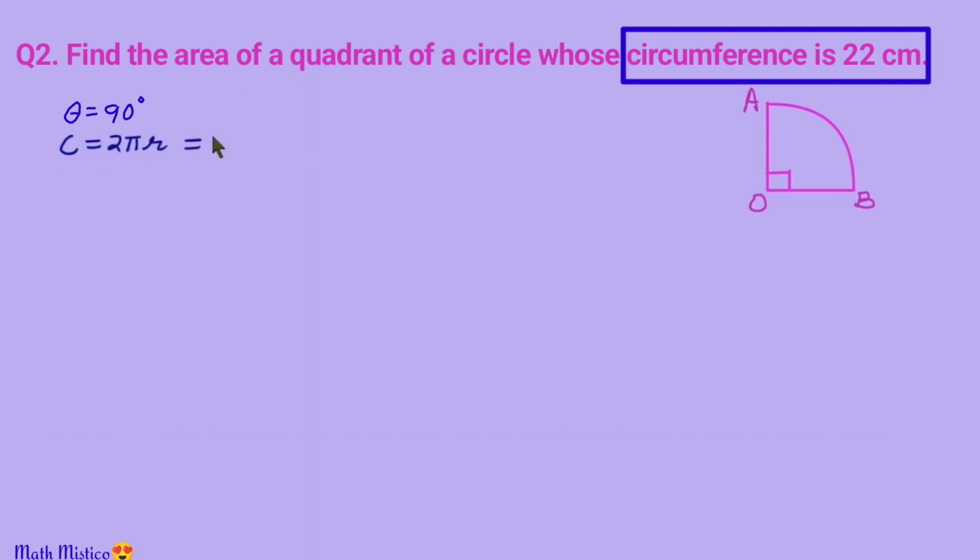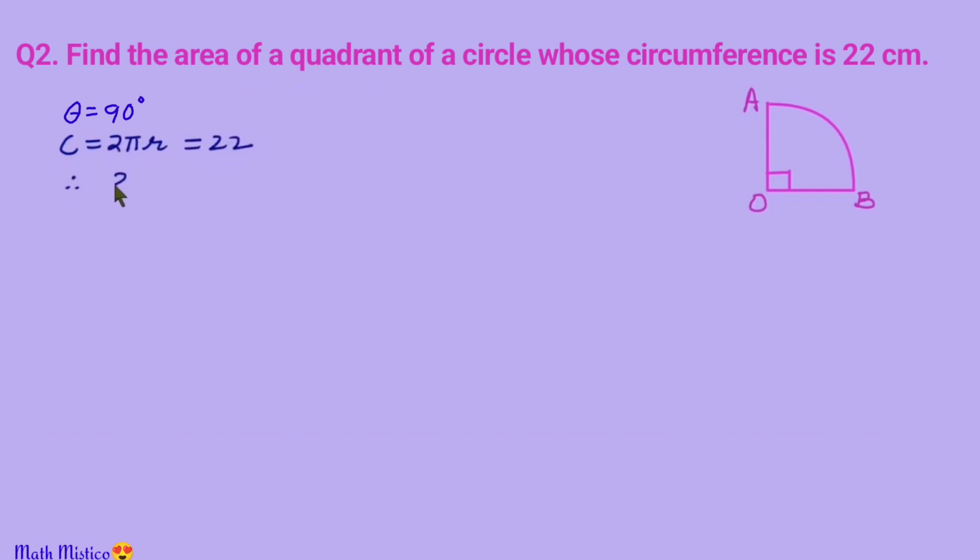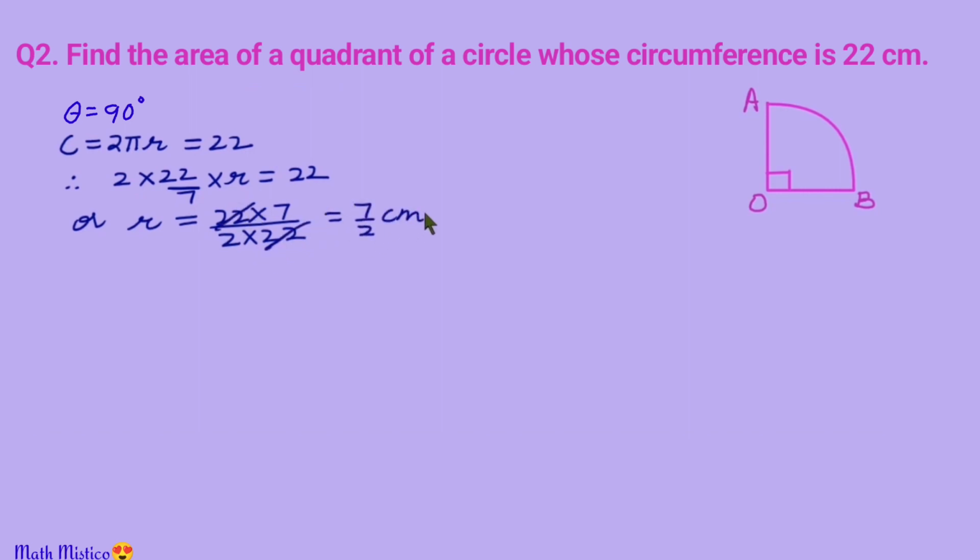So 2 pi r is equal to 22, or 2 into 22 over 7 into r is equal to 22. Therefore, r is 22 into 7 upon 2 into 22. When you shift the numbers to the right hand side, numerator becomes denominator and denominator becomes numerator. So finally we get r is equal to 7 by 2 centimeter. As we are not asked r, we can keep it in fraction for our convenience.